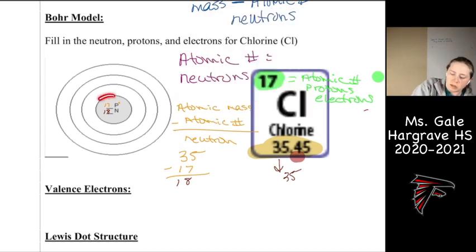Quick question. Do we start on the nucleus wall? No, we do not. We start outside of the nucleus wall, at the very first energy ring. It does not matter if you start here, here, here, or here. Just pick one. And remember, how many electrons does that first ring have? 1, 2. It only has 2.